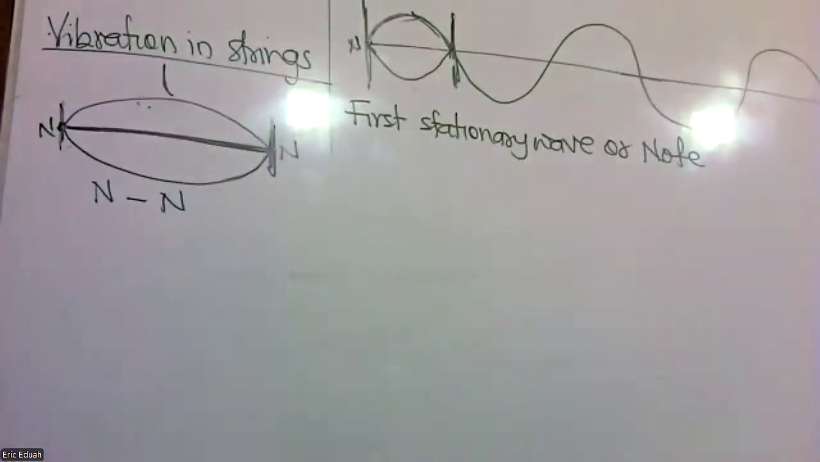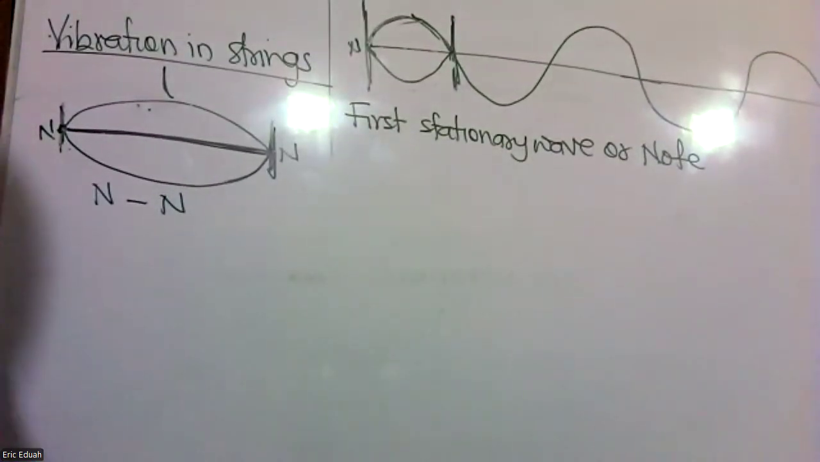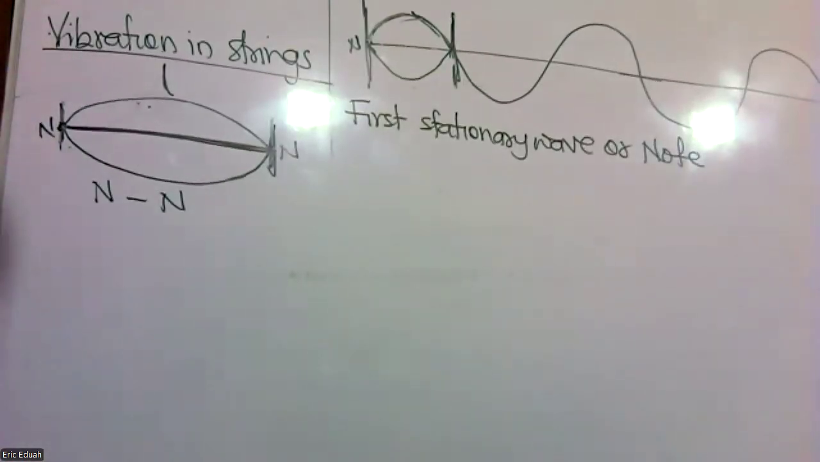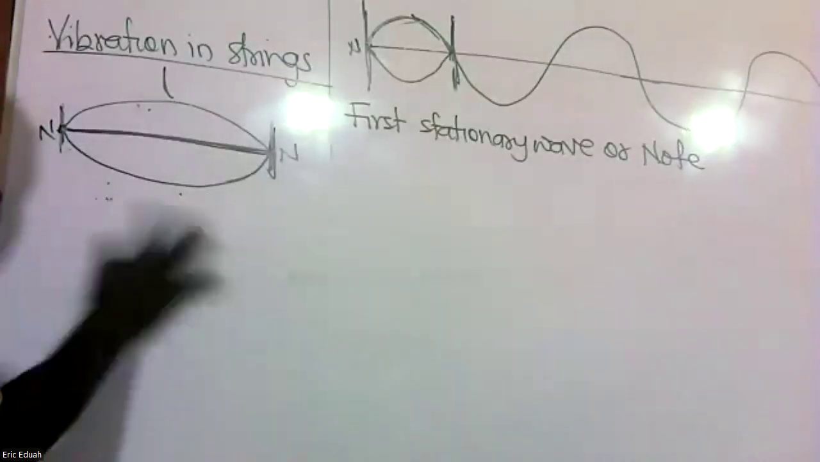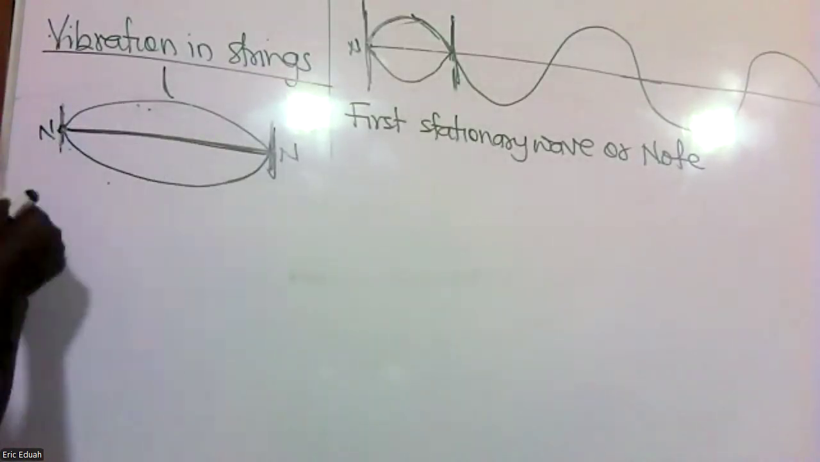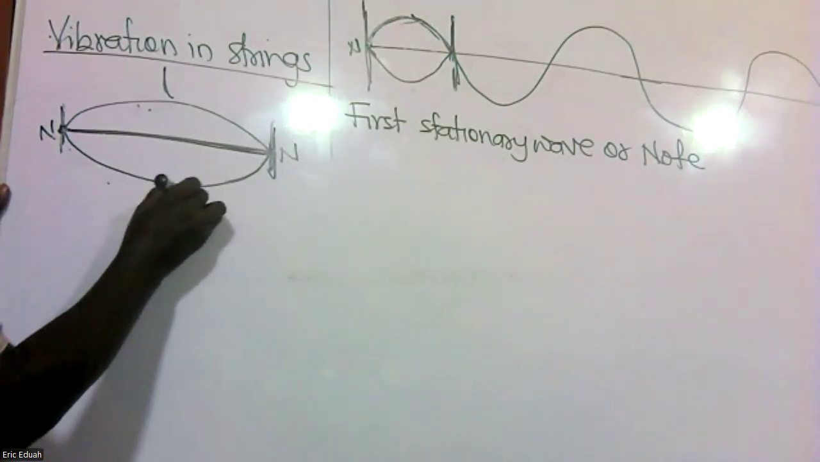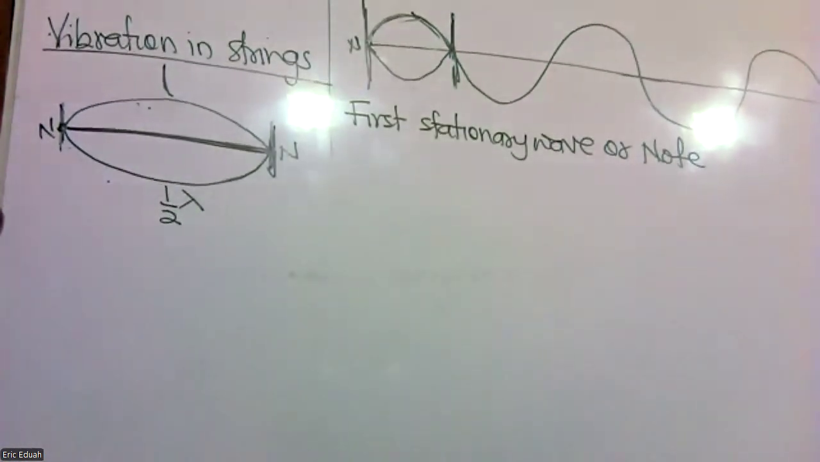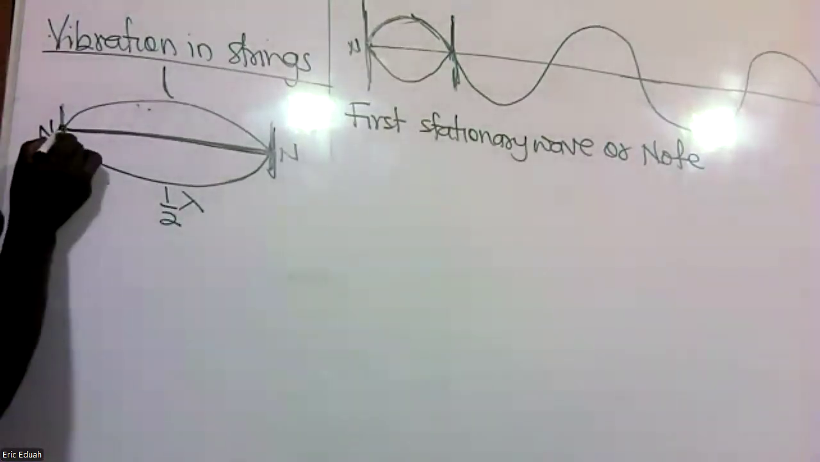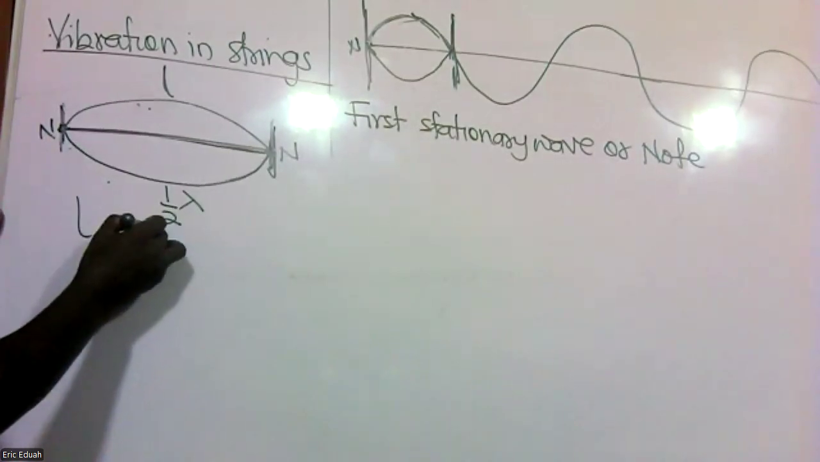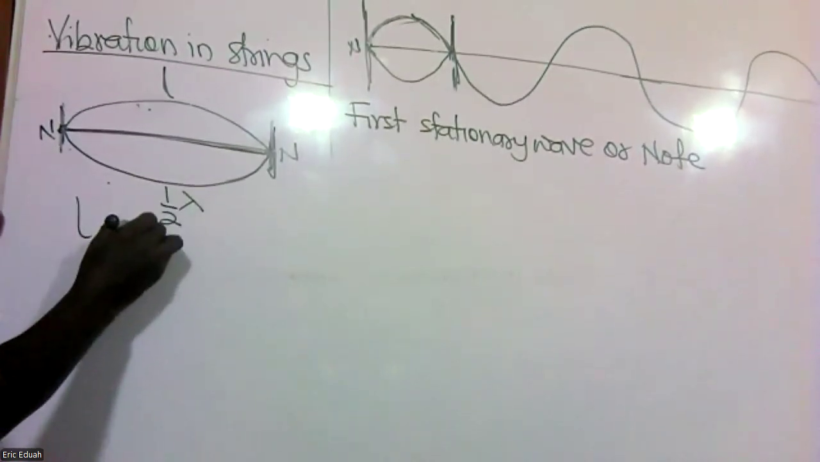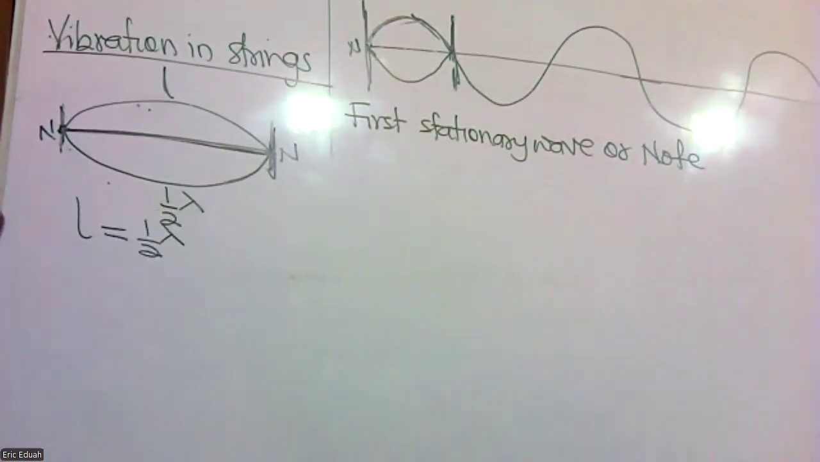Mr. Bia, please, half of the wavelength. Yes, we did this. You can't forget this basics, please. So the wavelength of this wave from node to node is equal to half lambda. What it means is that this length L of the string is equal to half lambda.